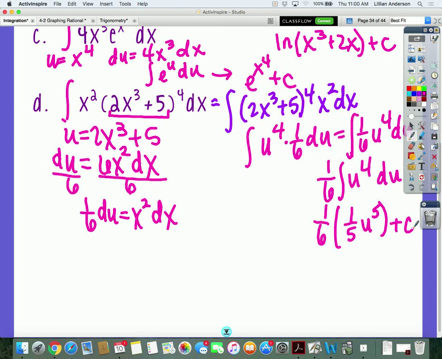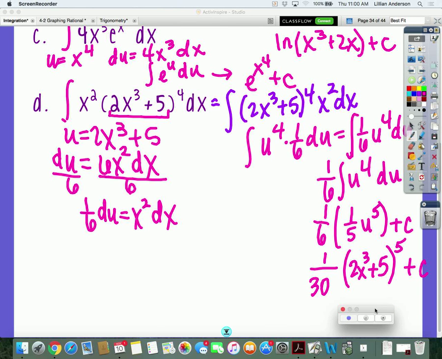What do you do with that 1/5 and that 1/6? So you have 1 over 30. I'm not going to write u in. I'm going to write 2x to the 3rd plus 5, the original u. And that's your final answer. Questions now?